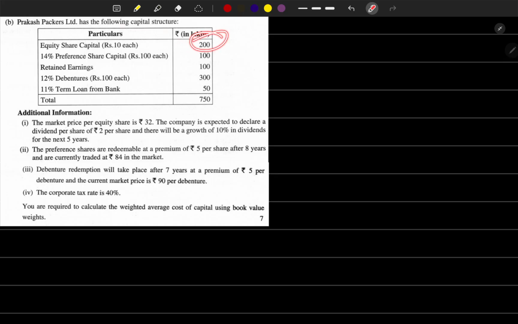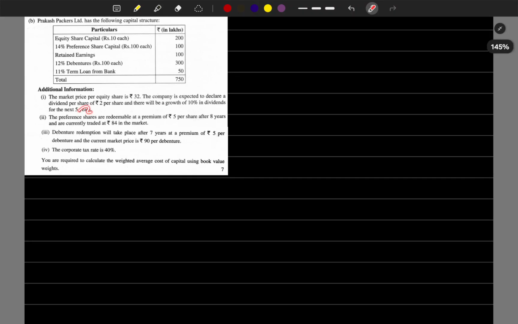It has equity share capital of 200 lakhs, 14 percent preference share capital with a face value of rupees 100, retained earnings of 100 lakhs, 12 percent debentures of 300 lakhs, and an 11 percent term loan from bank of 50 lakhs. Then they have given the data to find out the cost of capital for every source of finance.